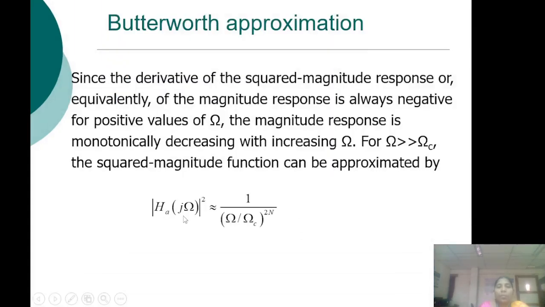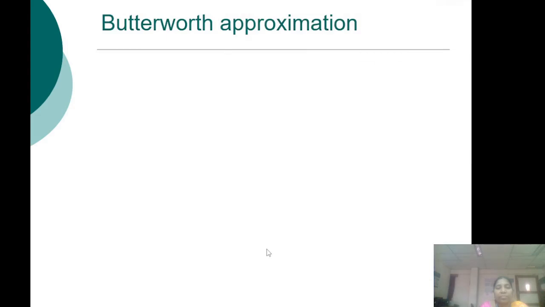When we see the magnitude response, it is given by the formula modulus of H of j omega whole square, approximately equal to 1 by omega by omega c whole power 2n, for the case omega greater than omega c.